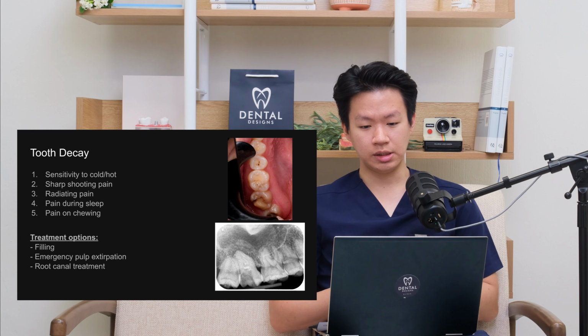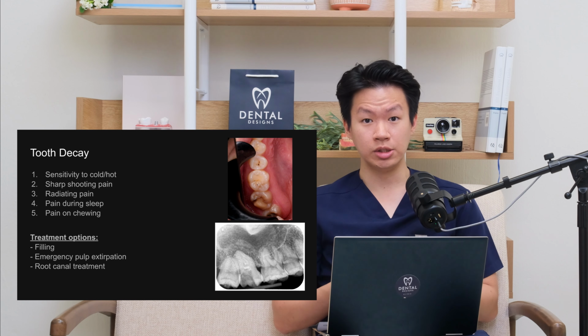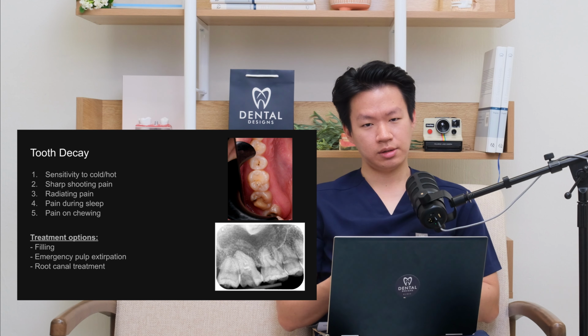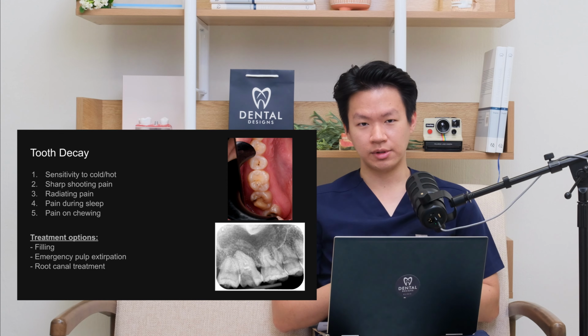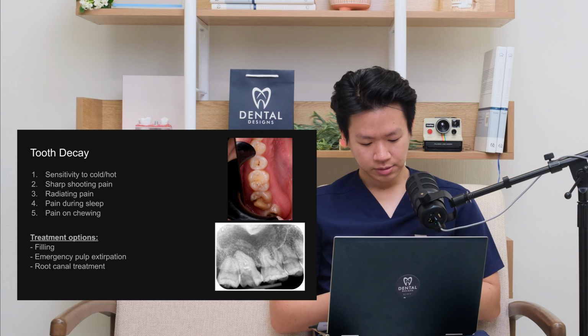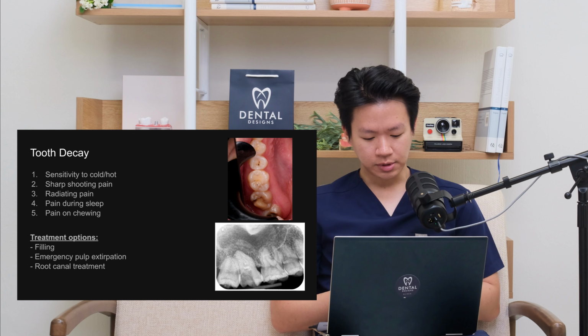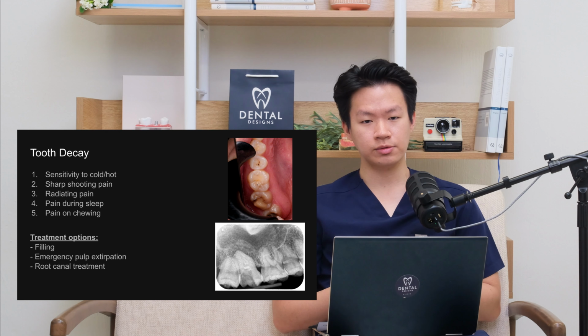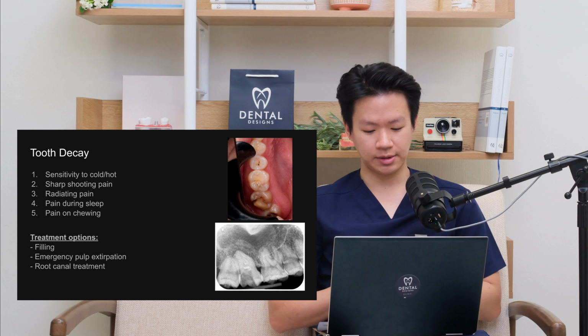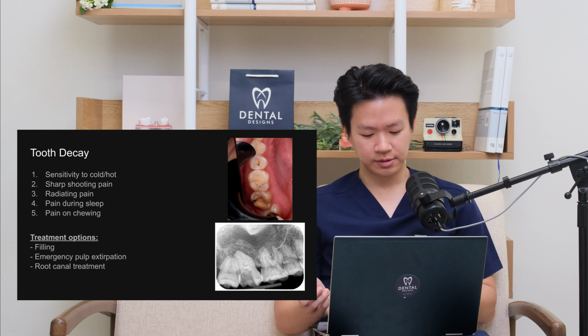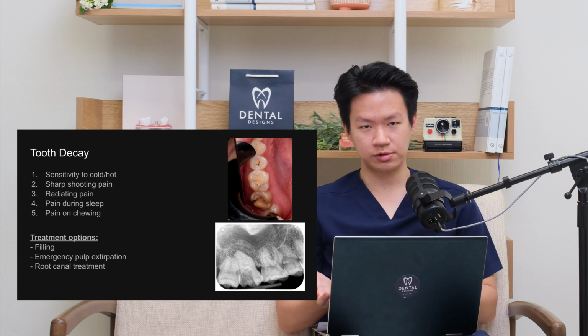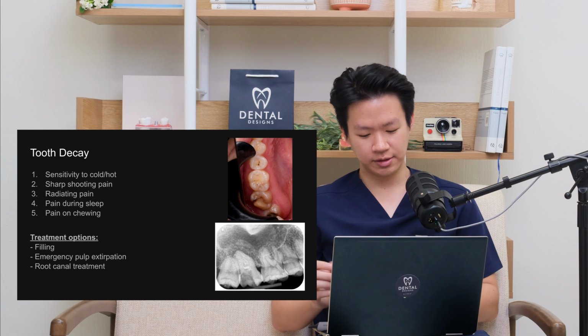That's when we may need to do a procedure called an emergency pulp extirpation, which is basically going into the infected nerve inside the tooth to remove the bacteria and bring down the infection, which can help to reduce the pain. Subsequently, if that is required, this tooth will still need to undergo root canal treatment as a more definitive treatment. So that's the first main cause of toothaches, tooth decay.